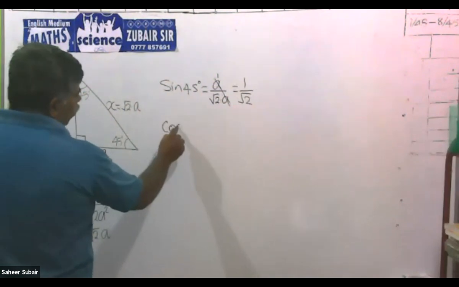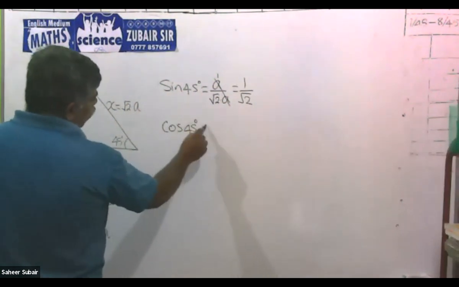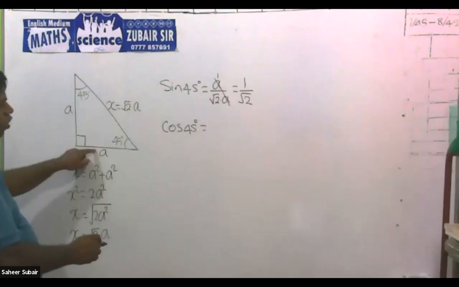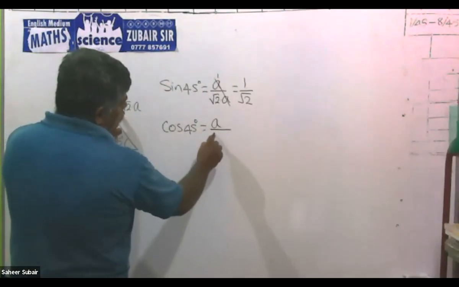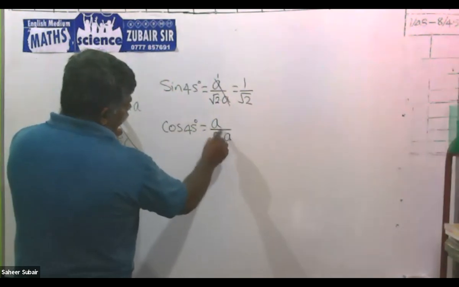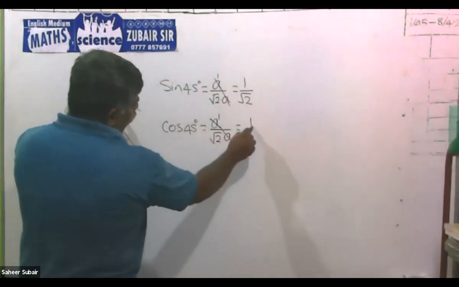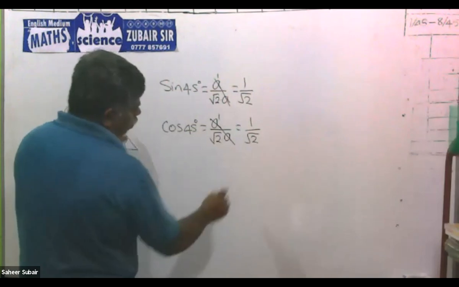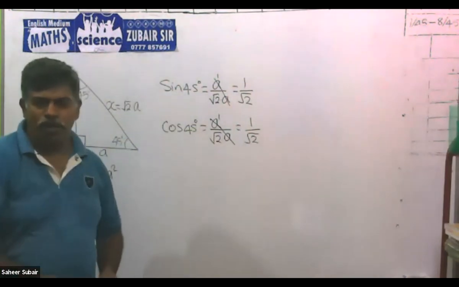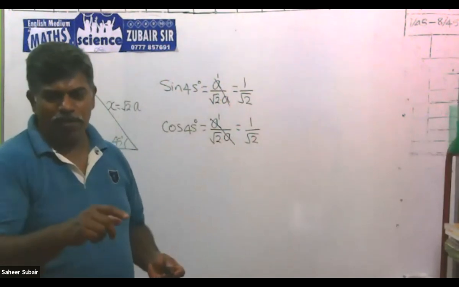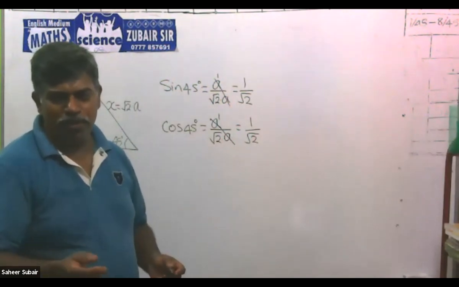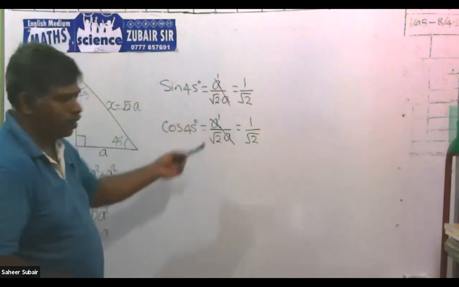Then what is cos 45? Cos 45 is adjacent over hypotenuse. Adjacent is a, hypotenuse is root 2 a. A gets cancelled, then you are getting 1 over root 2. At 45 degrees, sine and cos have the same value, because 90 minus 45 is also 45. Same value only you are getting.